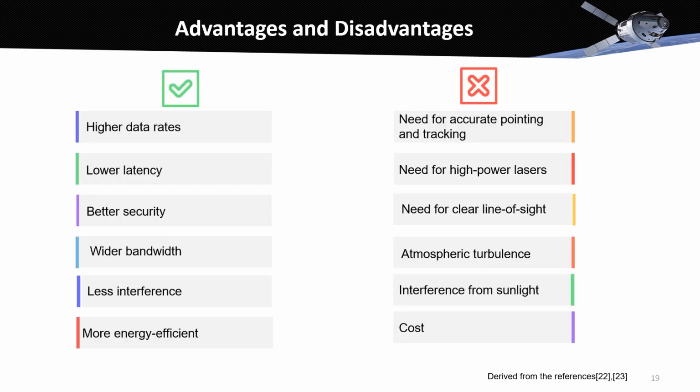On to the next slide, let me explain the advantages and disadvantages. The advantages are mainly high data rate, low latency, better security, wider bandwidth, less interference, and more energy efficiency. And the disadvantages are the need for accurate pointing and tracking, the need for high-power lasers, the need for a clear line of sight, atmospheric turbulence, interference from sunlight, and the cost.